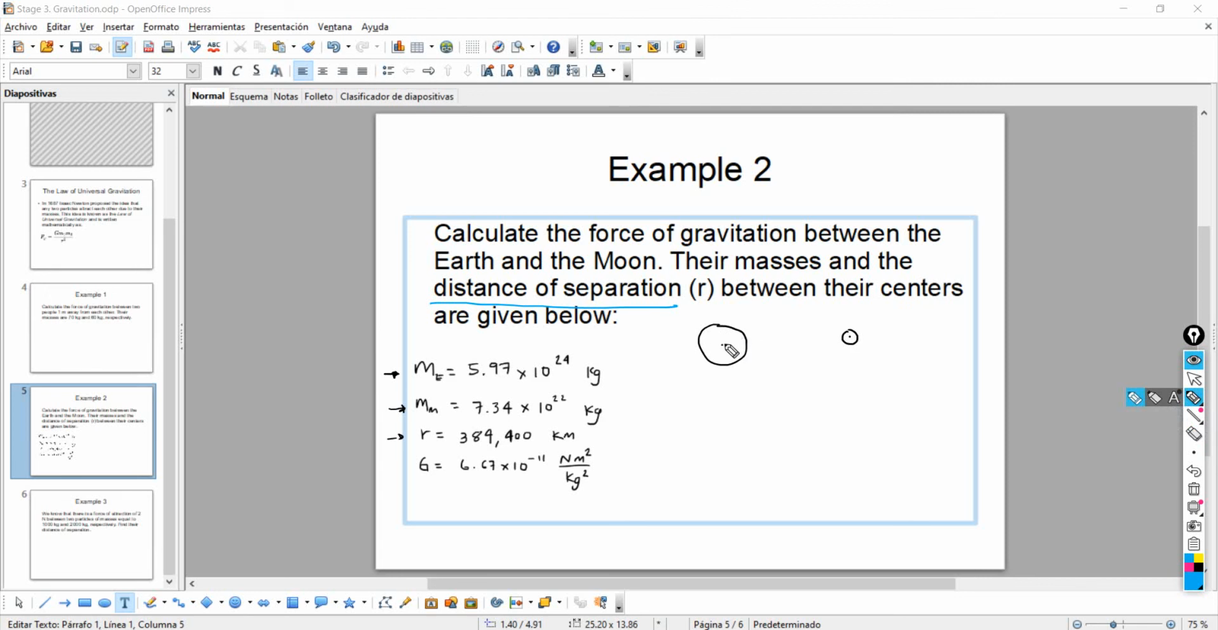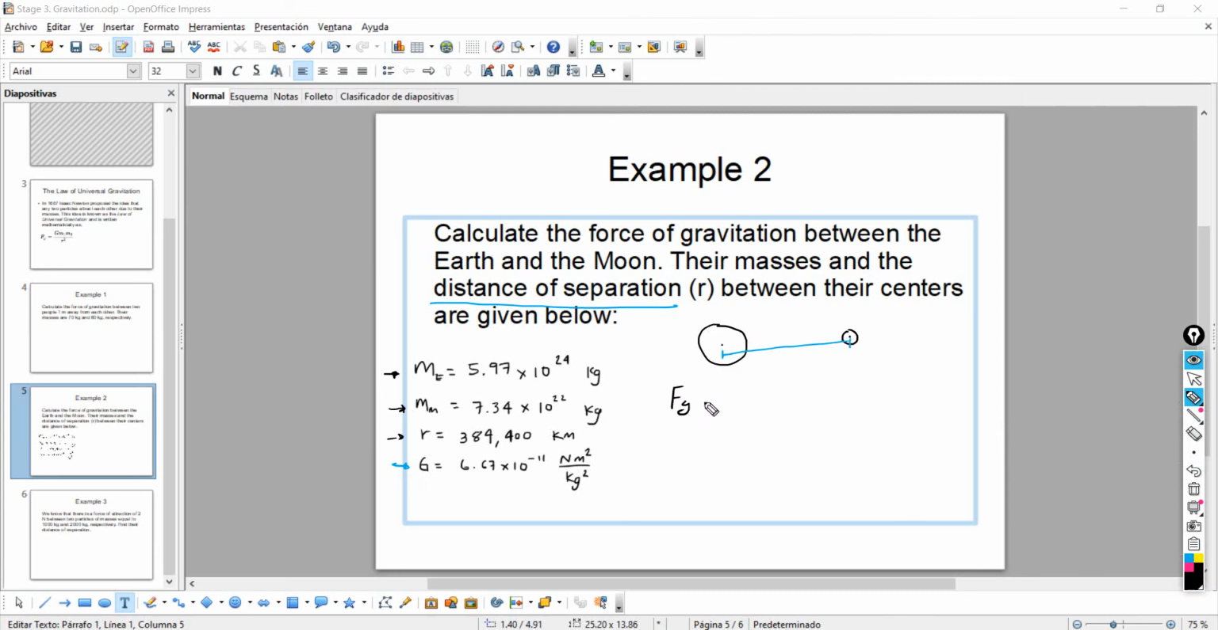So this is the center of the Earth, this is the center of the Moon, and in this case r, which is this value, is the distance between here and here. That's what r means in this case, and it's given in kilometers, and we're gonna have to convert that into meters in a moment. And g, as always, is this much. Okay, so we have all the ingredients to calculate the force of gravitation between the Earth and the Moon.